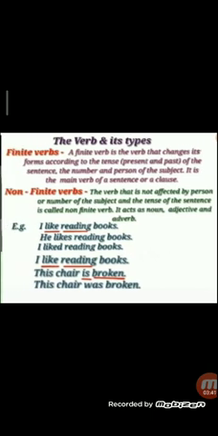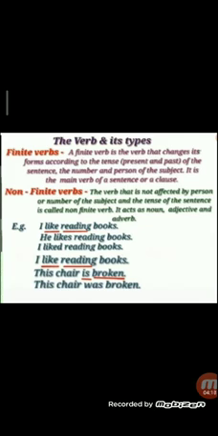Now, let's take some examples, children. The definition is same, so I will not read it again. Some more examples. I like reading books. He likes reading books. I liked reading books. Now there are three sentences. First of all, I is a first person pronoun. Like is a main verb and read is a verb, but उसमें ing लगा है, so it is non-finite. उसमें वो अपनी जगह पे वहीं रहेगा.